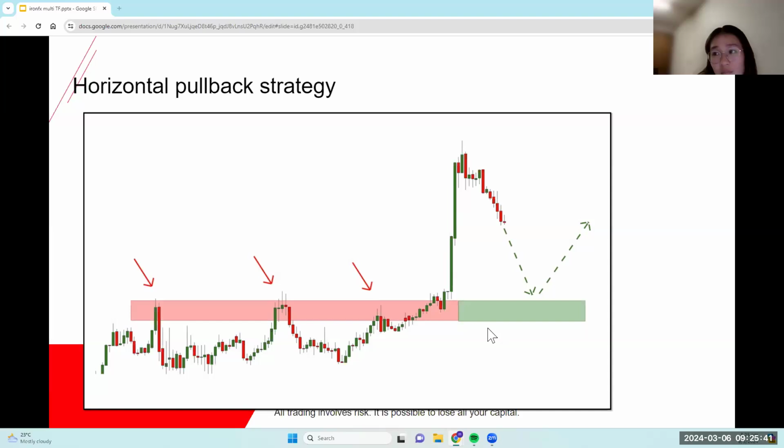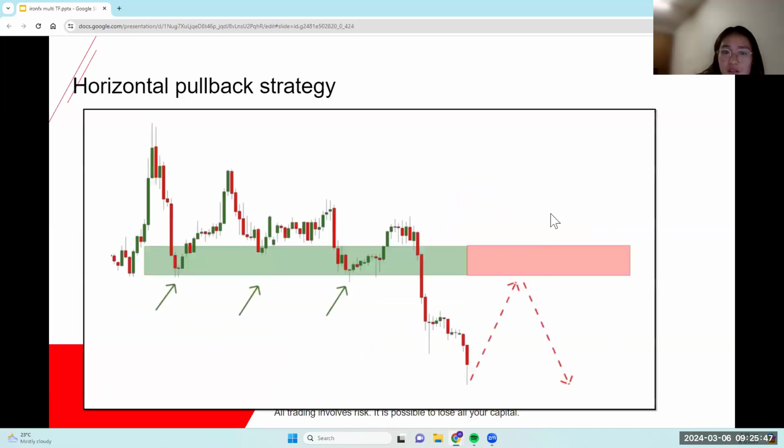So this is what we call a pullback support because we are expecting price to bounce off of this level. A pullback resistance is something like this. You start off with a swing low support level, and then price breaks out of that support level, and we're expecting it to retrace back to that level.